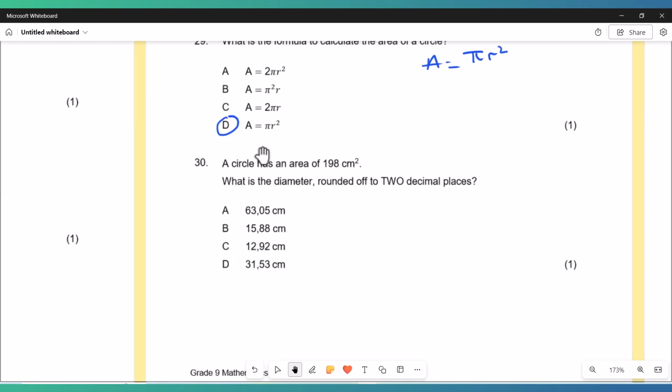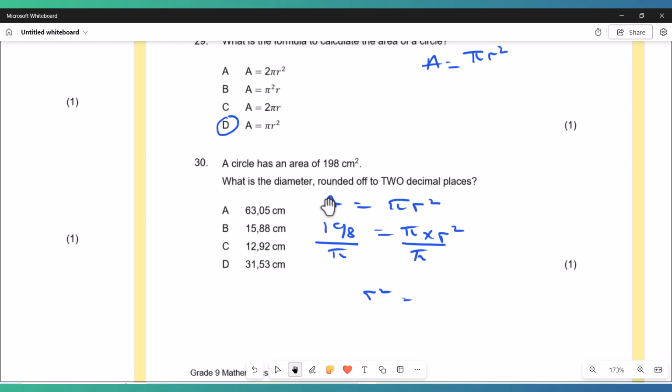Then question 30, a circle has an area of this one here. What's the diameter rounded to 2 decimal places? Now they give us the area in this case and they want the diameter. So we said that the area for the circle is pi r squared. So 198 here equals pi times r squared. So divide by pi. On the calculator, r squared is 198 divided by pi.